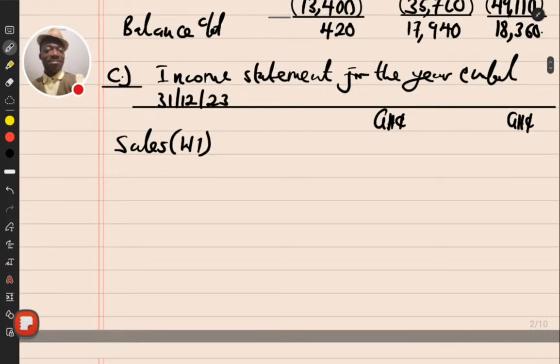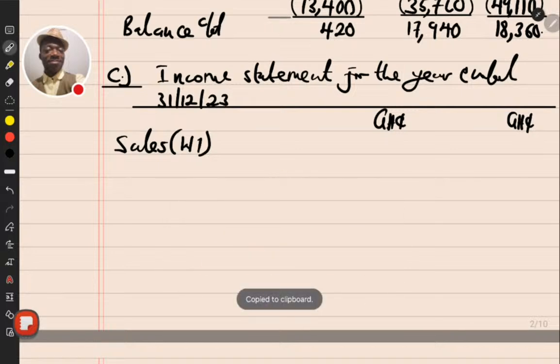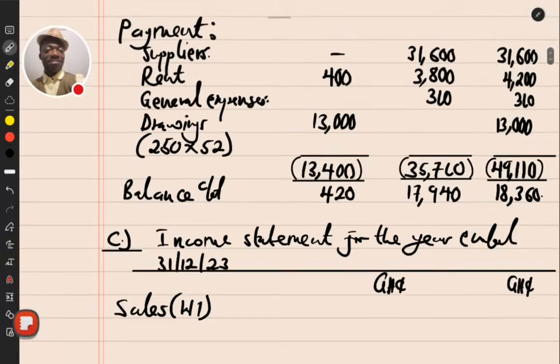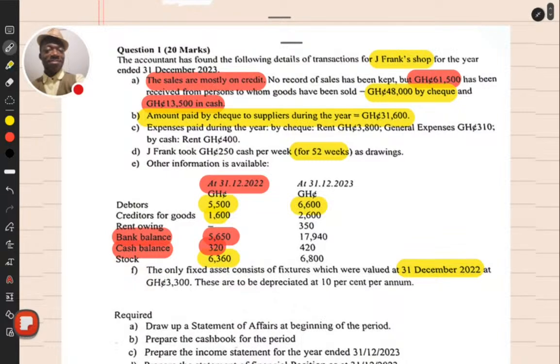But where we have sales on cash, or cash sales generally, then we'll say that our total sales should be equal to the credit sales plus cash sales. We add the two and we are good to go. But where we don't have cash sales, then our total sales becomes the credit sales. You can clearly see that in this question, it is only credit sales that we have. And we are told at the beginning that the sales are mostly on credit. That's why you don't see any cash sales coming up. So let's take note of that.